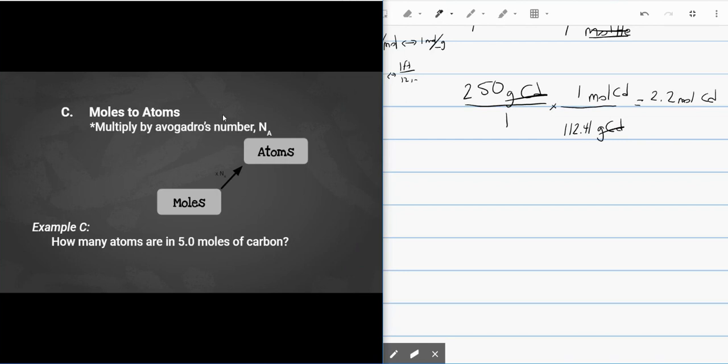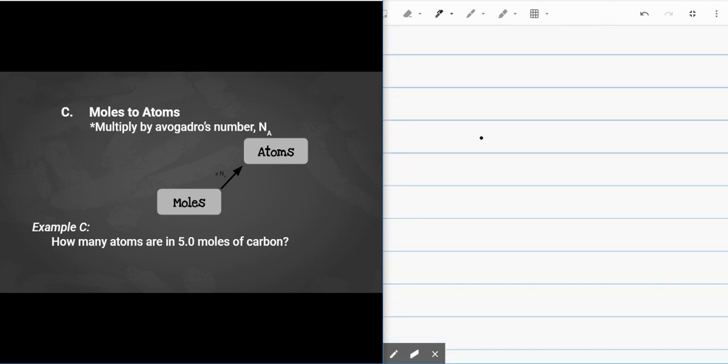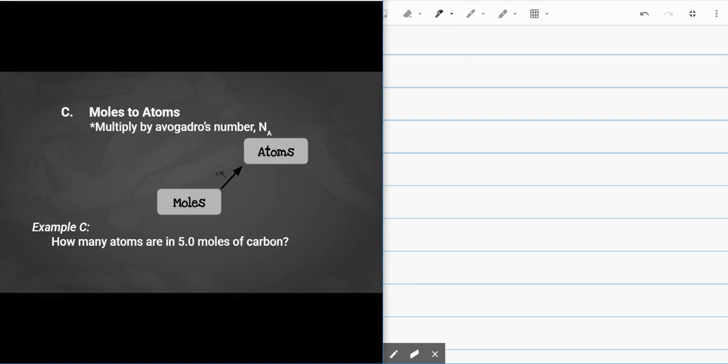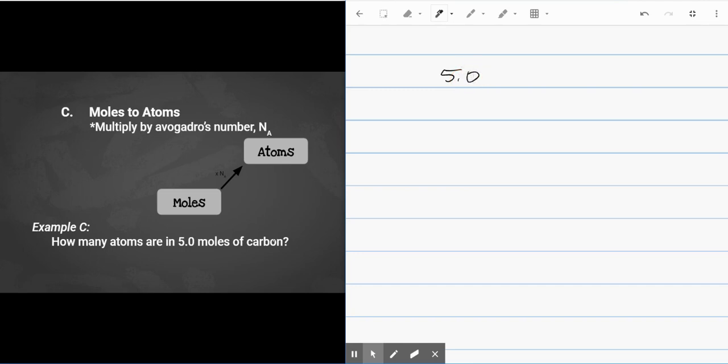The third type of problem starts with moles, and we're changing it to atoms using Avogadro's number as our conversion factor. So we're going to start by writing the given. So our given number is 5. Our units are moles, and this is carbon this time. So I have 5 moles of carbon over 1.